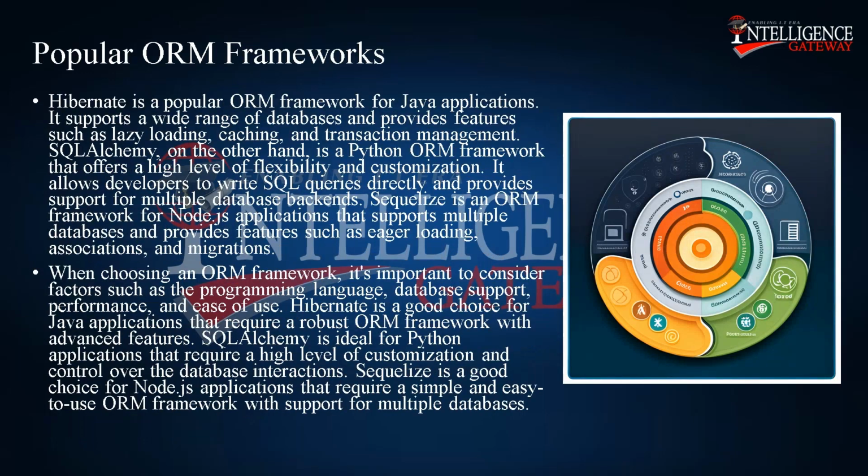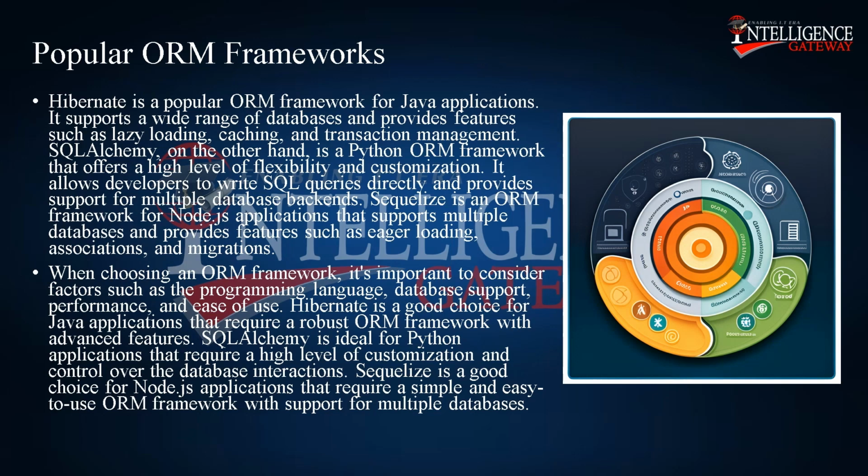Popular ORM frameworks. Hibernate is a popular ORM framework for Java applications. It supports a wide range of databases and provides features such as lazy loading, caching, and transaction management. SQLAlchemy, on the other hand, is a Python ORM framework that offers a high level of flexibility and customization. It allows developers to write SQL queries directly and provides support for multiple database backends. Sequelize is an ORM framework for Node.js applications that supports multiple databases and provides features such as eager loading, associations, and migrations.